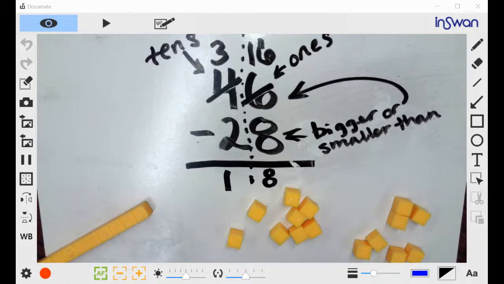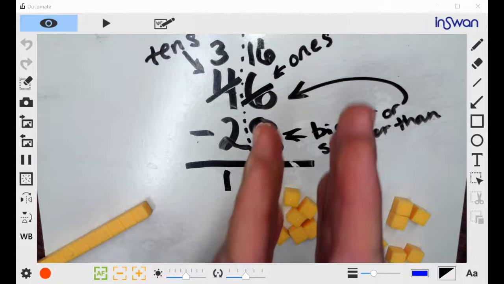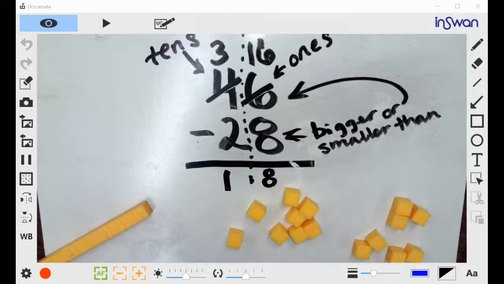So there's a couple examples of how you can use base-10 blocks and how I like to divide subtraction problems into columns with the tens place, the ones place, and when we get farther along, even the 100s place.